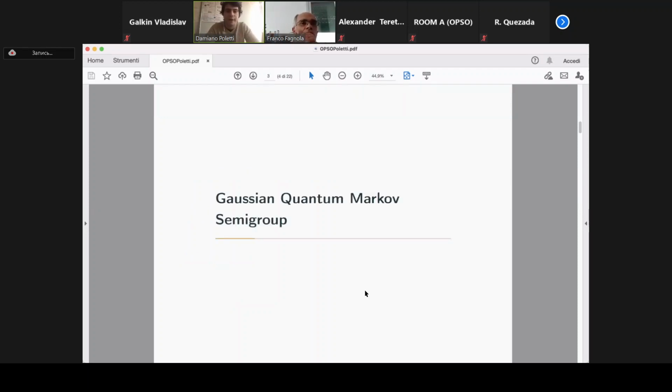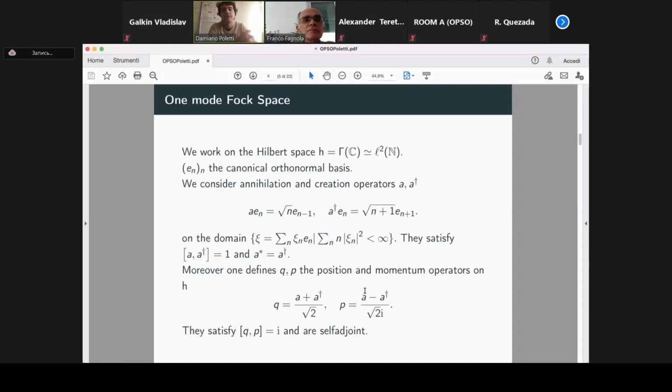So let me start. What is a Gaussian quantum Markov semigroup? First of all, I will briefly explain what the Hilbert space we are working on is. We are working on the standard boson Fock space, which is the one-mode one, so it is the Fock space over the complex numbers, which is usually isomorphic to the space of square-summable sequences with the canonical orthonormal basis. On this space we have the standard annihilation and creation operators that act on the basis, the annihilation by lowering the number of particles and the creation operator by raising the number of particles. And of course, these operators should be thought of as unbounded operators, so they should be considered on a certain domain, which is not the whole Hilbert space.